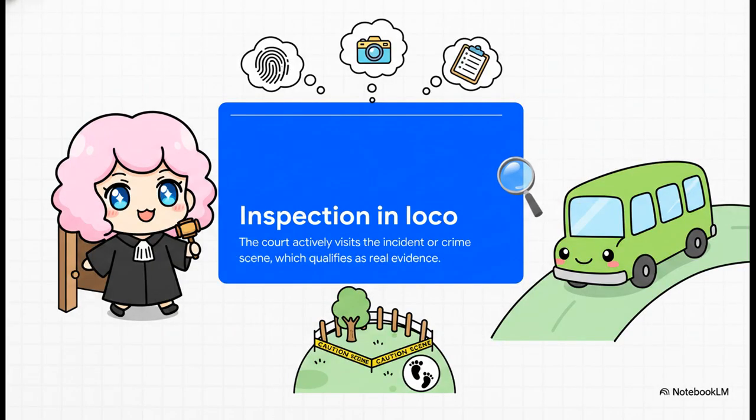And closely tied to real evidence is a Latin term you absolutely must know: inspection in loco. In loco literally translates to in the place. This is simply when the court leaves the room and takes a literal field trip to the actual crime scene. Whatever the court observes while they're out there on site, that officially counts as real evidence.